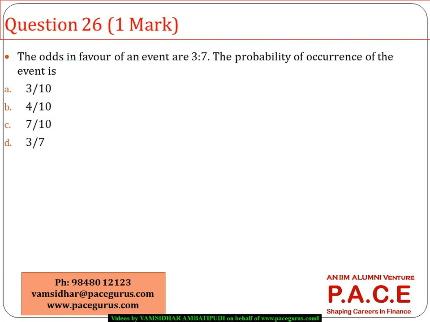The odds in favor of an event are 3 is to 7. The probability of occurrence of the event is nothing but odds in favor divided by the total odds. So 3 by 10, making me mark A as the answer choice.